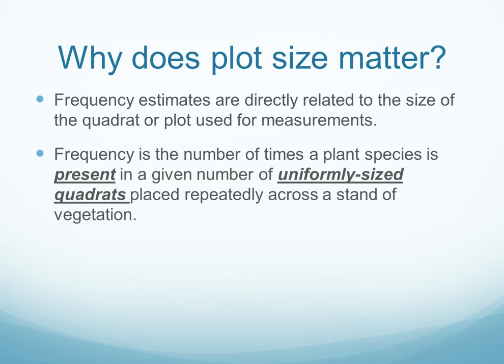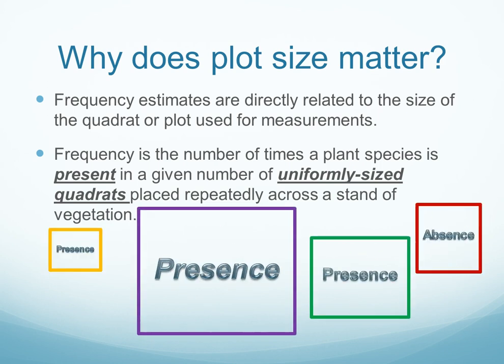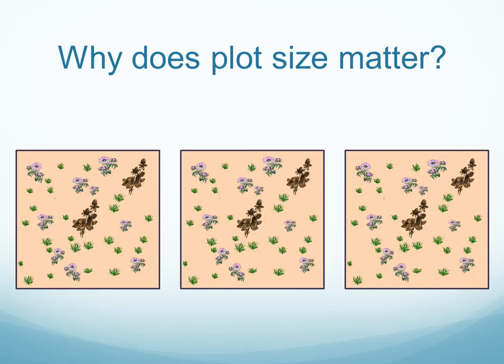As you may recall, frequency is defined as the number of times a plant species is present in a given number of uniformly sized quadrats that are placed repeatedly across a stand of vegetation. The definition of frequency includes specifications about the size of the quadrat. So not only are we concerned with presence and absence, but also making sure that we use uniformly sized quadrats when we are estimating frequency.